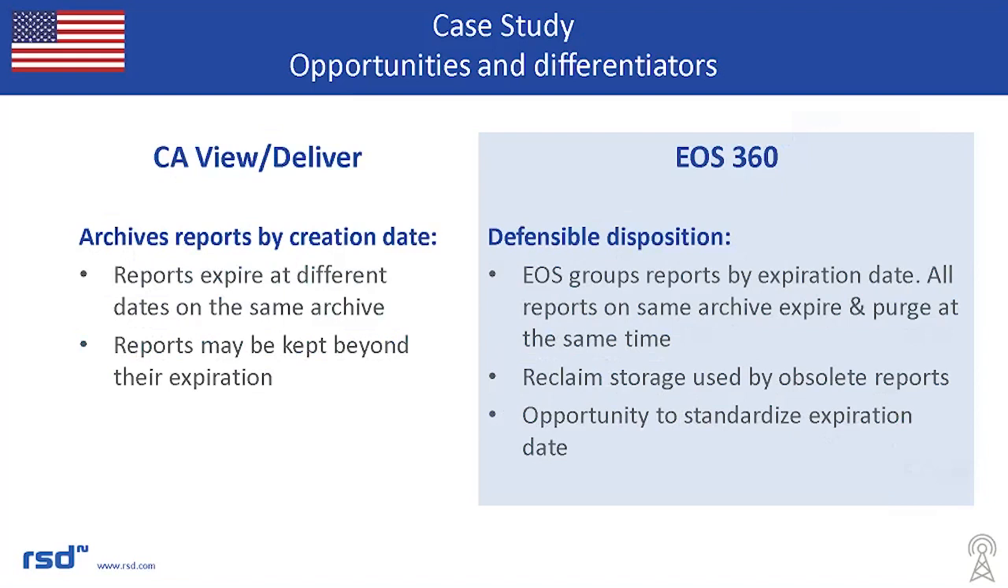Whereas with EOS 360, EOS 360 provides a 100% defensible disposition. EOS groups reports by expiration date. All reports on the same archive expire and purge at the same time. They also saw an opportunity to reclaim storage used by obsolete reports on the CA View and Deliver system, and they also saw an opportunity to standardize the expiration date of their reports. Okay, next slide.